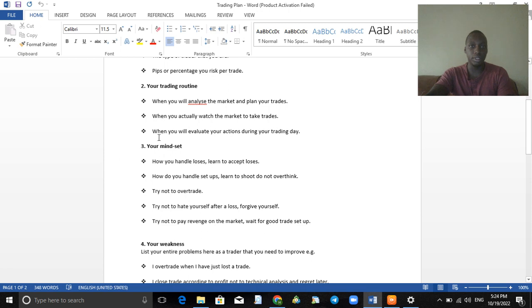Now the third point is your mindset. How you handle losses, learn to accept losses. You find most traders, I myself, if you have deposited your $100 on your account, you don't want to lose even a single coin. But remember, in my first point, when I talked about treating trading as a daily business or as a physical business.